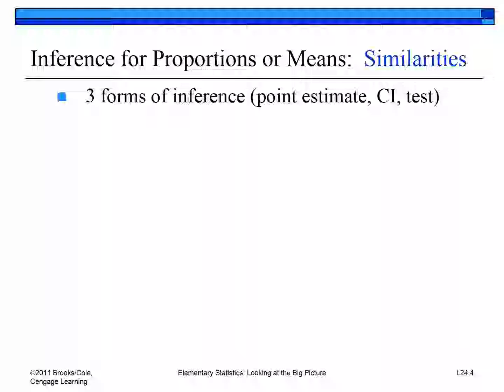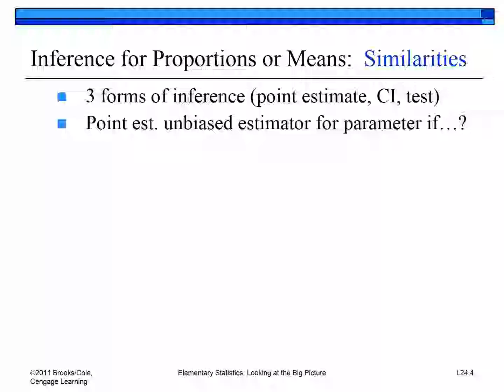First, just as before, we'll have 3 different ways that we can ask a question about inference. We can make a point estimate, we can construct a confidence interval, and we can perform a hypothesis test. Additionally, before we do any inference, we'll want to make sure that the point estimate is an unbiased estimator. There are some things that we have to check for both proportions and means.